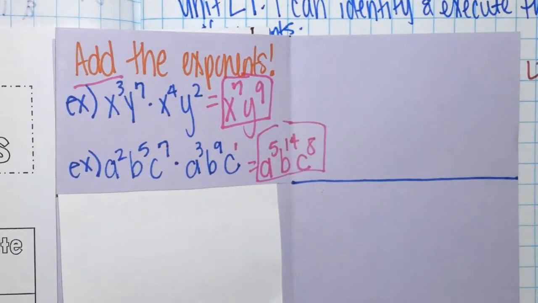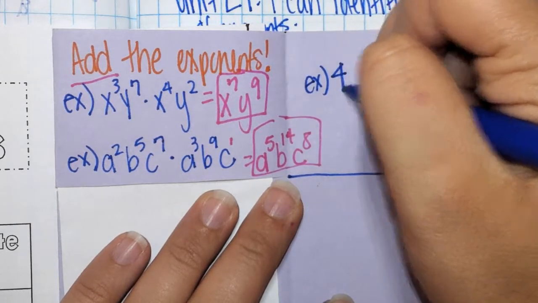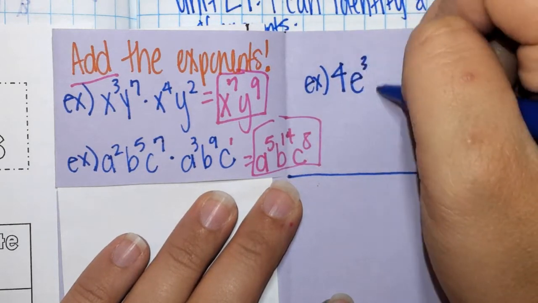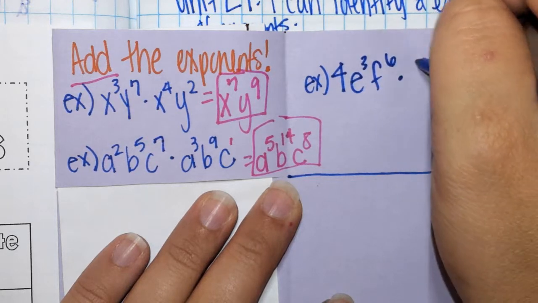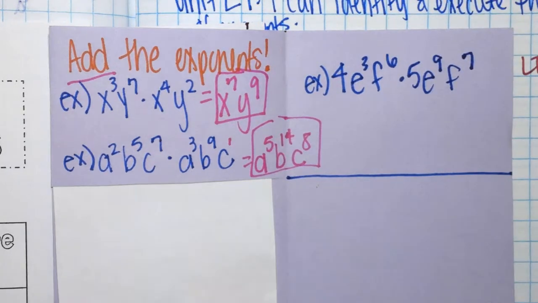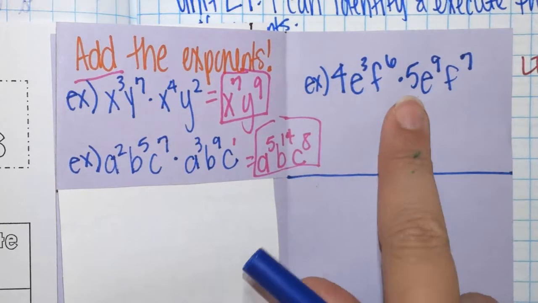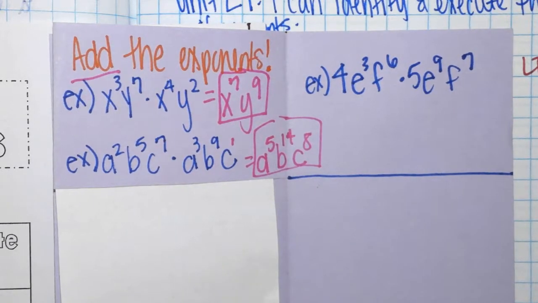Alright, let's do another one. What do you think would happen if I wrote this? You would do the same thing, but what would you do with the 4 and the 5 out front? You would multiply them, because those are coefficients, not exponents. So when there's coefficients, you multiply it like you normally do, and then add the exponents.